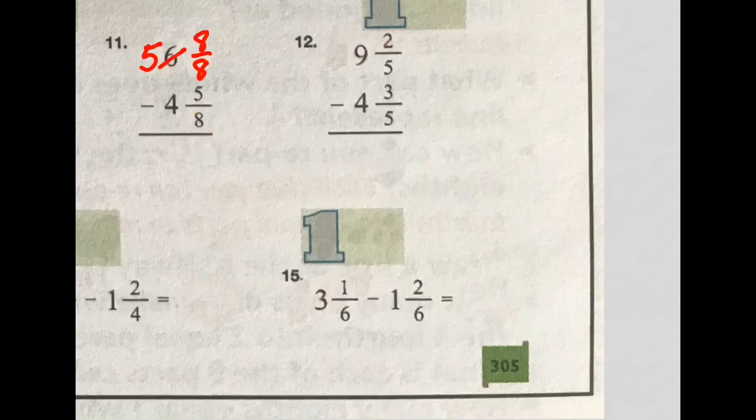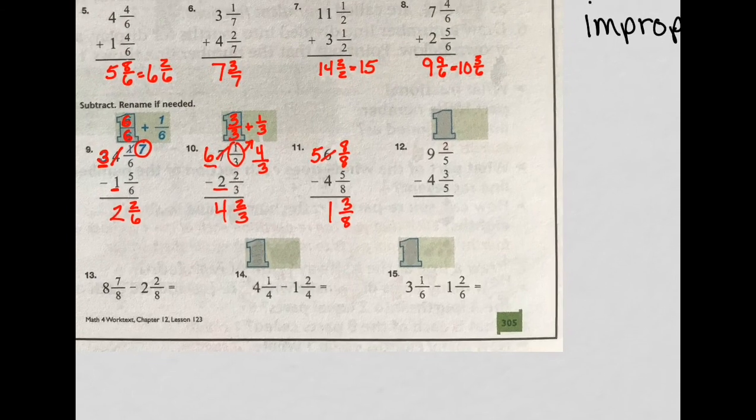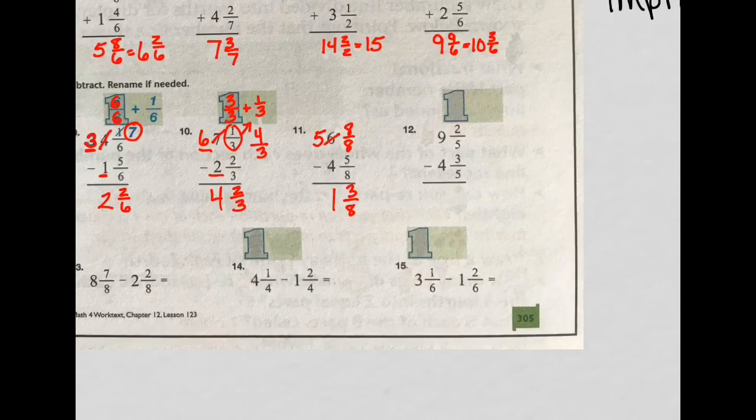Okay? That's our partitions. Now we can do it. 8 minus 5 is 3/8. 5 minus 4 is 1. And there you go. All right, so you try the rest to the end of the page, pause the video, and then unpause it, and I'll have the answers up.